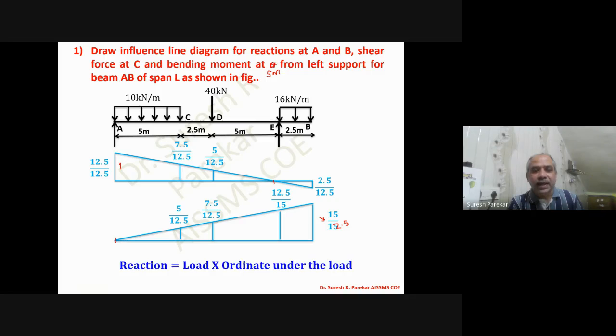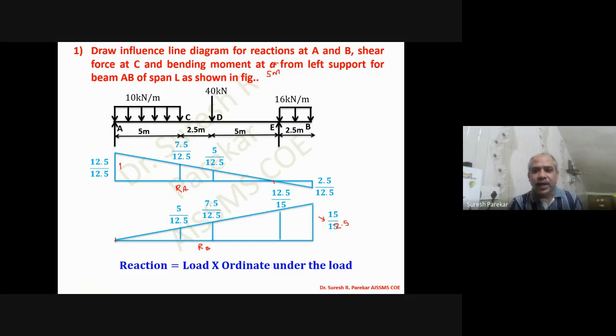So this is the ILD for RA, and below we have the ILD for RB. Now we will find the reactions using this. We just have to multiply load into ordinate. So if we have a concentrated load, then we multiply it by the ordinate.